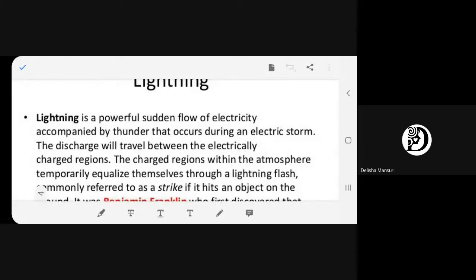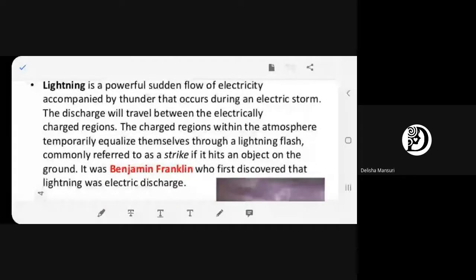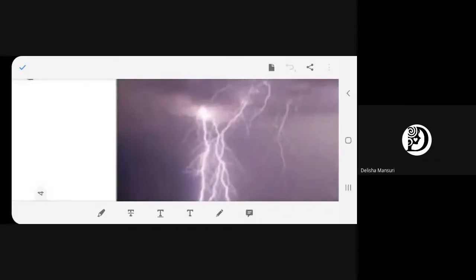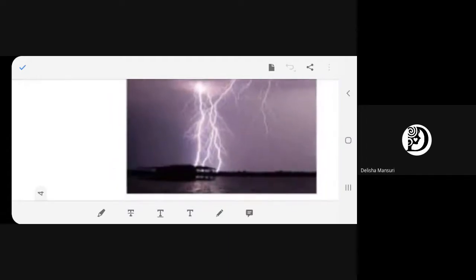That is called a lightning flash. And the word that we are using is strike because it can hit an object. That object could be an animal, it could be a tree, or it could be a house. There are cases when the house catches fire if the electricity falls on it. Now, who was the first person? Benjamin Franklin was the first person to discover that lightning was nothing but electric discharge. Is it clear? This is how it looks. See, this is how it looks. Can you see this? It is falling down. So this is called lightning.